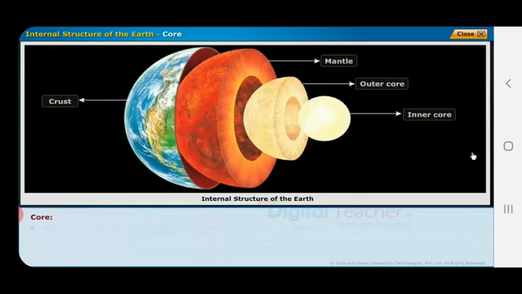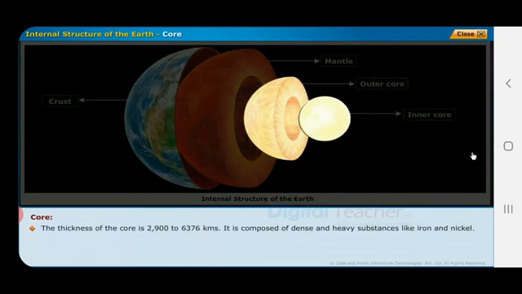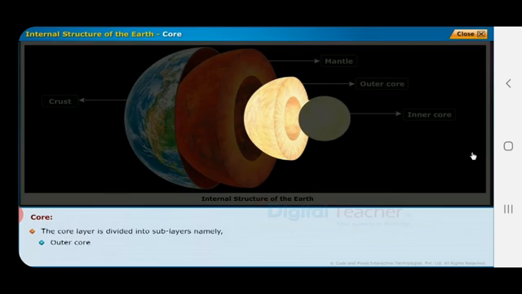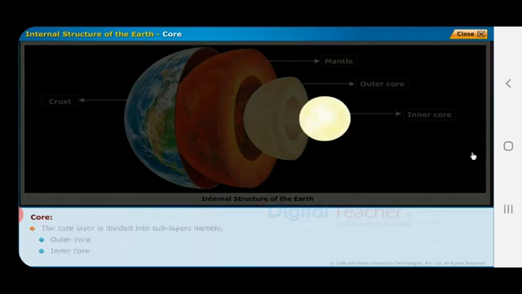Core. The thickness of the core is 2,900 to 6,376 kilometers. It is composed of dense and heavy substances like iron and nickel. The core layer is divided into sublayers, namely outer core, inner core.